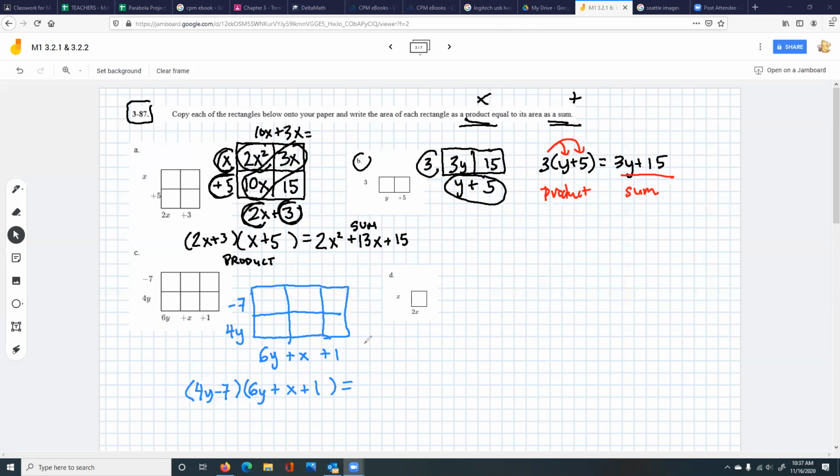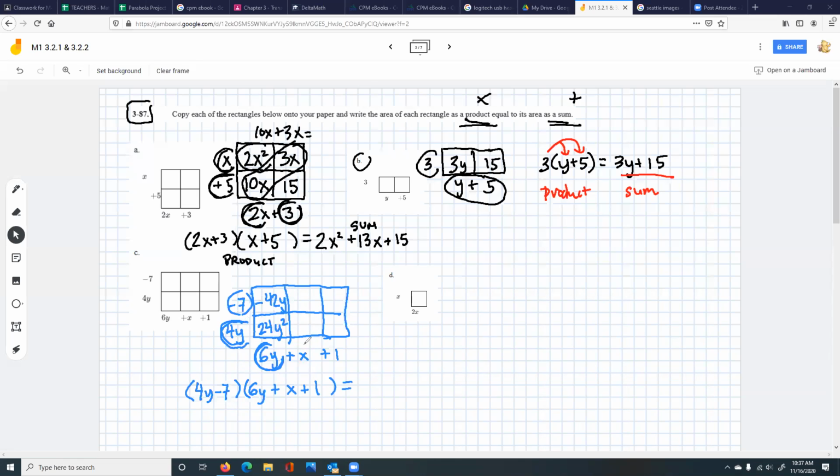Okay, now I want to do the sum. So to do the sum over here, I've got to fill in the rectangle. So what is 4y times 6y going to give us? 24y squared, right? Then I want to get what's in this rectangle. So I'm going to multiply -7 times positive 6y, it'll be negative 42y. Then I'm going to multiply these two right here to get this rectangle.